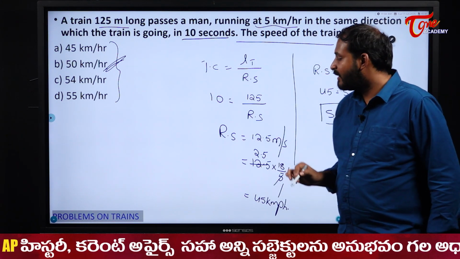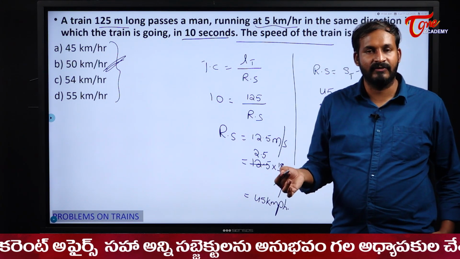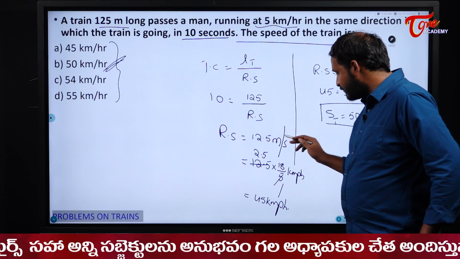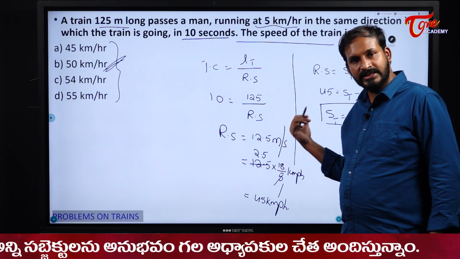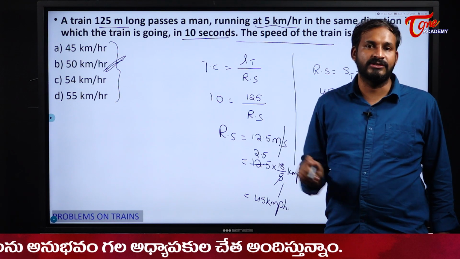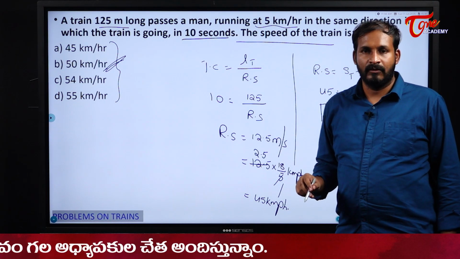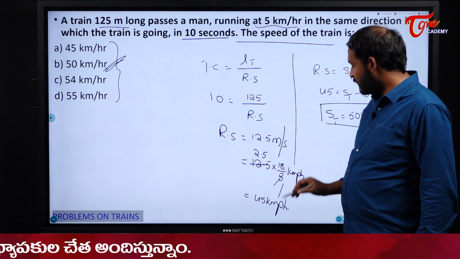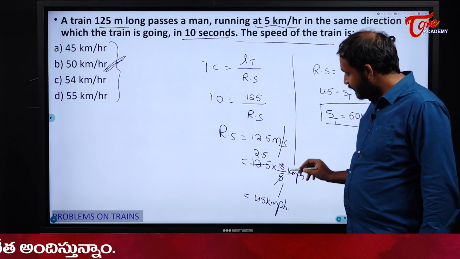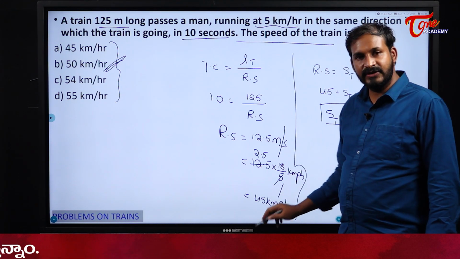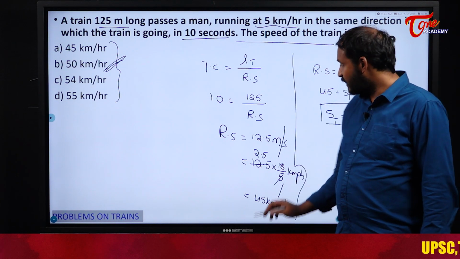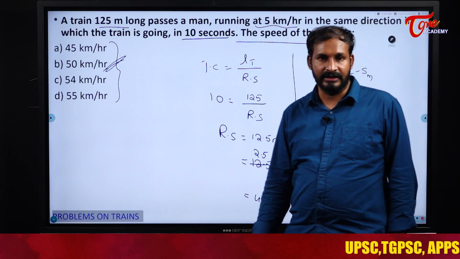Understood? So based on our requirement, as I have already told you, sometimes we will convert meter per second to kmph and sometimes we will convert kmph into meter per second. Okay, this is the process. Here anyway we want the speed of the train, so that is the reason I converted the relative speed into kmph, so that it becomes easy for me for calculating.